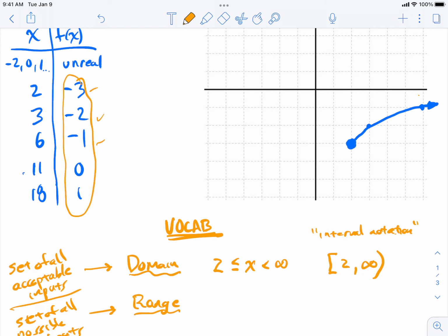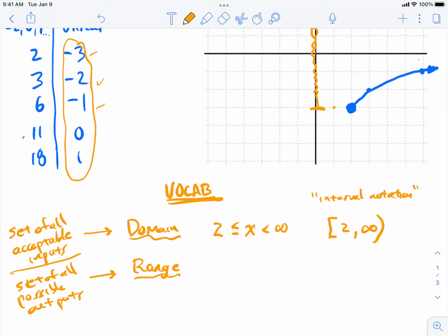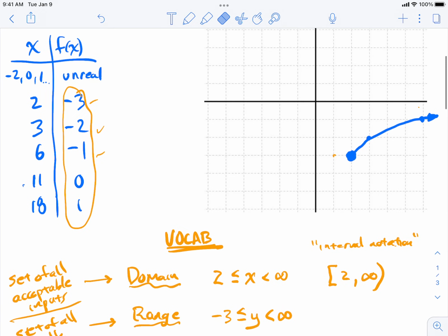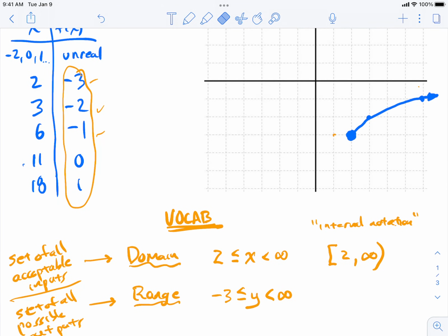So you look at the graph and you can say, well, it looks like Y can take on any value from here, and because there's no asymptote, it keeps climbing forever. All of those values of Y are all possible outputs. So you would say, let's see, how low is that going? -3, which is included, all the way up to infinity. That would be your range. So it's almost like a domain, but you turn your head sideways and look at the y-axis instead of the x-axis, if that makes any sense.